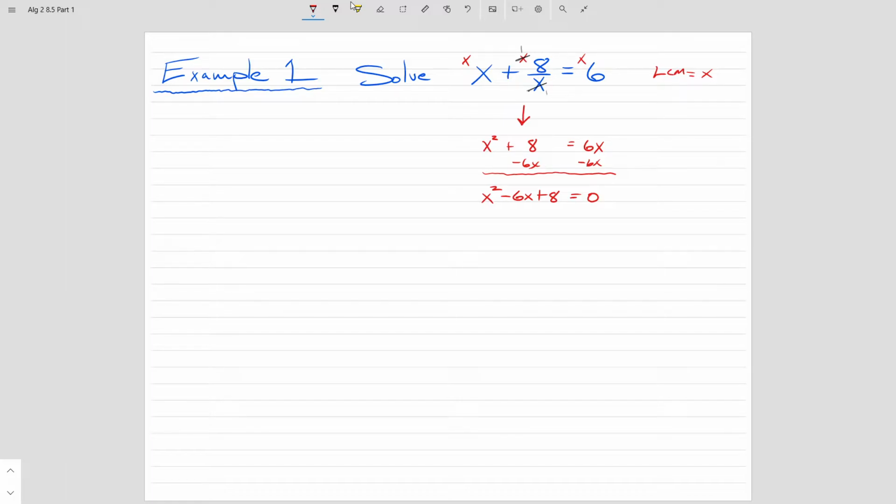And when you have a quadratic equal to 0, you can solve it multiple ways. The quickest usually is factoring, if you can factor. If you can't factor, most people do quadratic formula, but this one does factor. So this one factors into x minus 4 times x minus 2. And once you have factors equal to 0, you're going to take each factor and set it equal to 0.